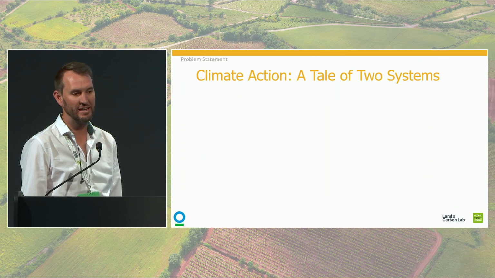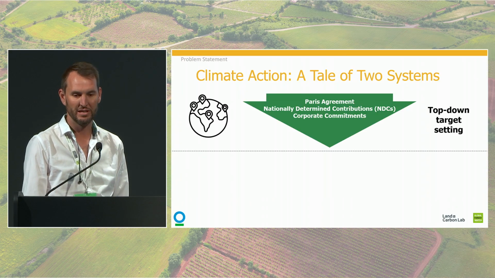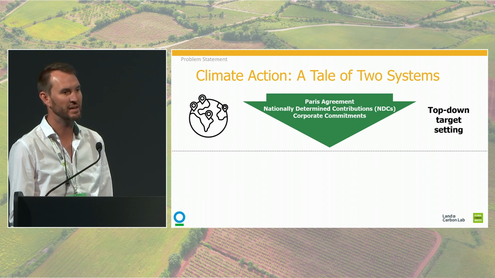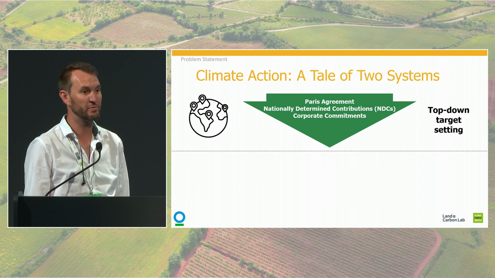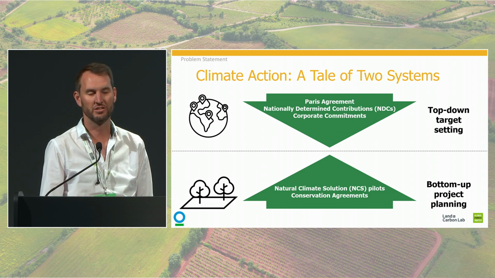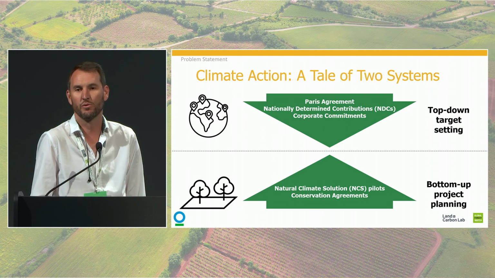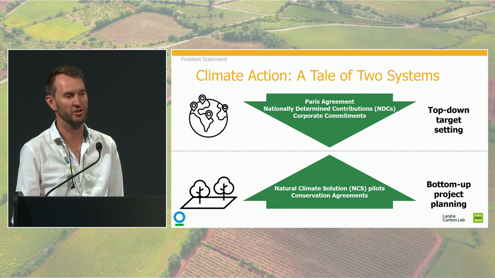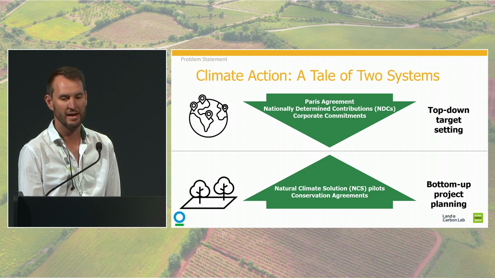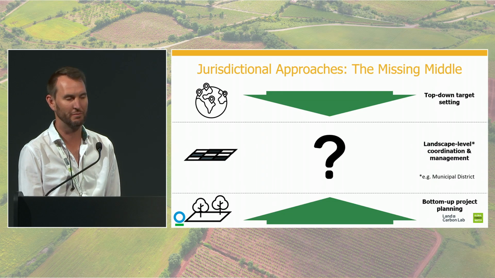It's very clear that there's a tale of two systems. We've got the high-level national targets that have been set, and all of the tools that have been presented show us what we need to be doing. We also have a whole bunch of natural climate solution pilots on the ground that are saying we can do this if we change certain principles and we work on these pilots. However, there seems to be a missing middle.